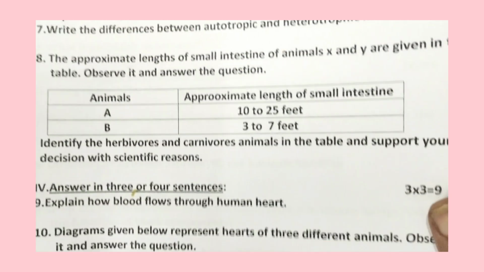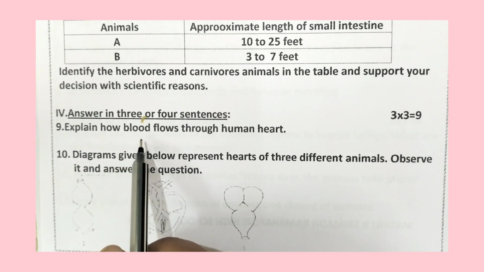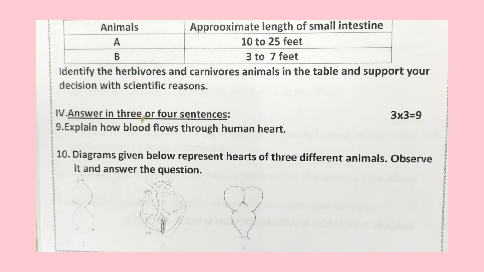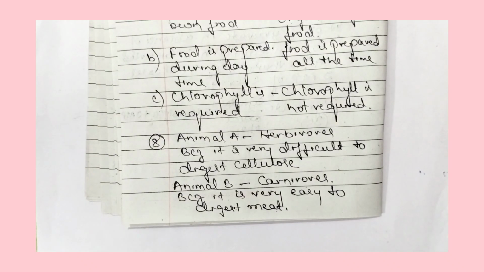Now let us move to the ninth question. 4th main. Explain how blood flows through the human heart. So let us explain how the blood flows through the human heart.